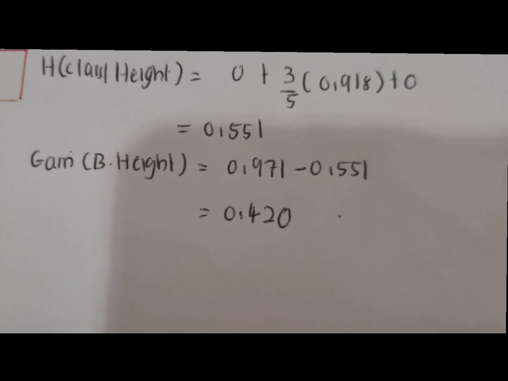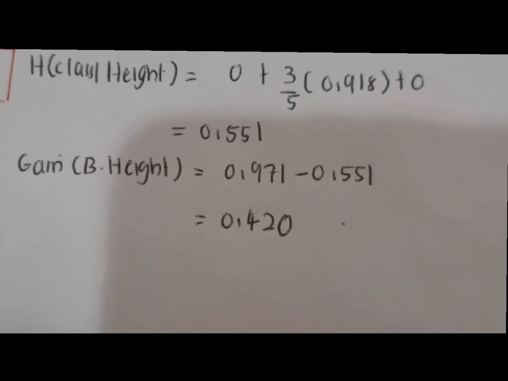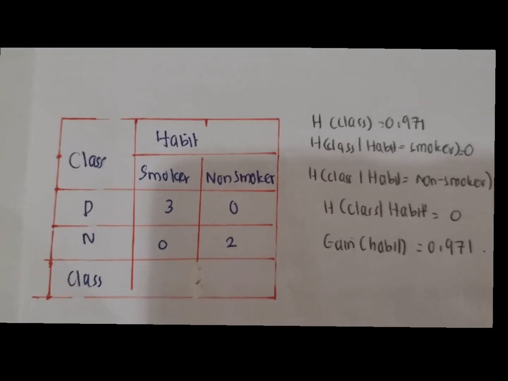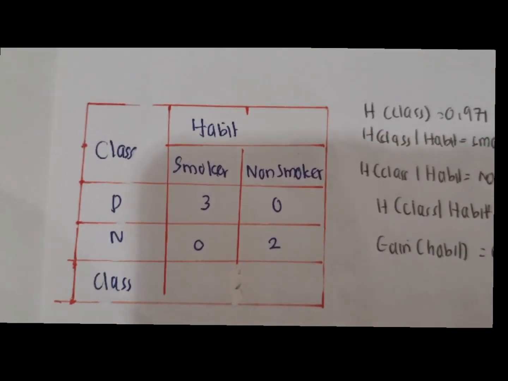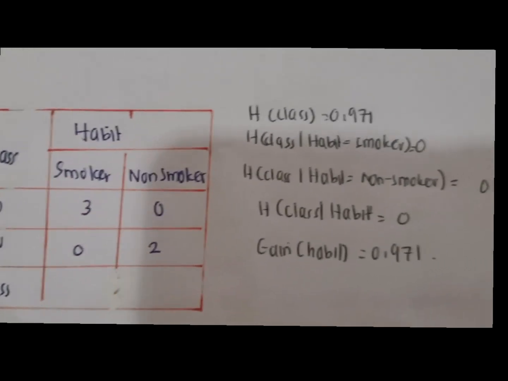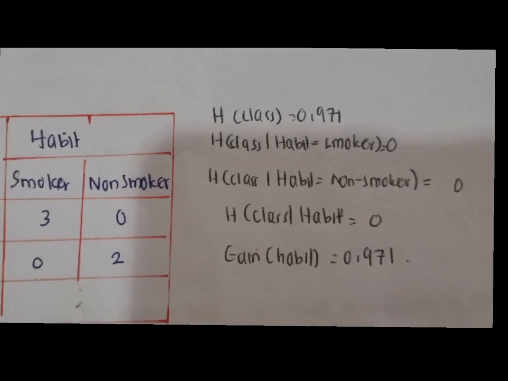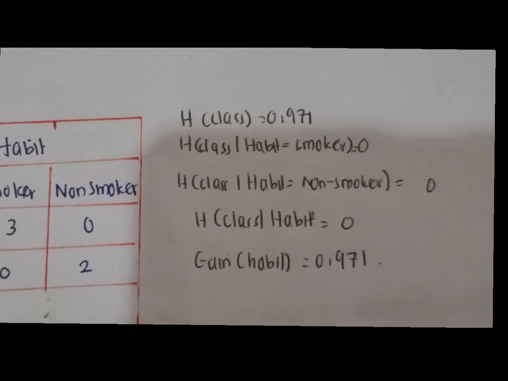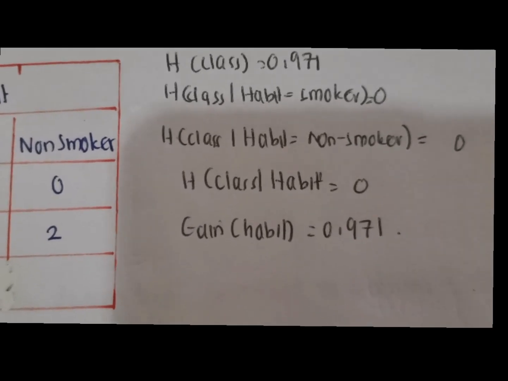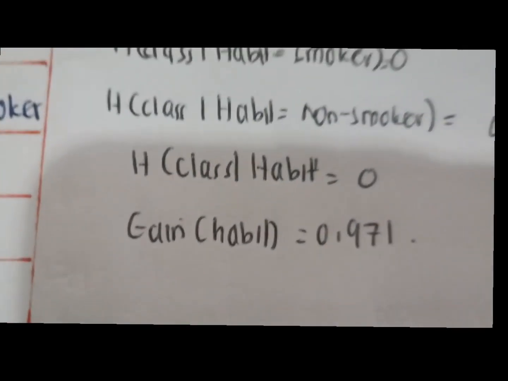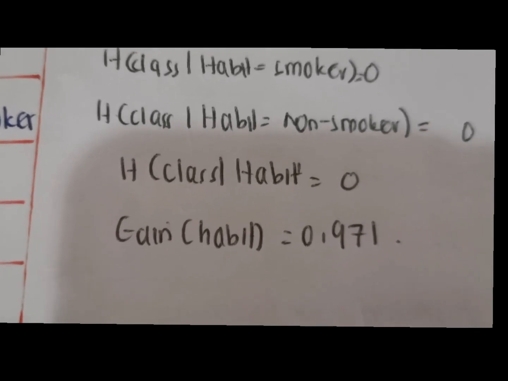Then we can get the gain information for the body height, which is equal to 0.971 minus 0.551 equal to 0.420. And after that, we can find the gain information for the habit. So this is the table, and this is the information that has been put into the formula, which is H class equal to 0.971, H class of habit smoker equal to 0, H class of habit non-smoker equal to 0, and total H class of habit is equal to 0. Then we get the gain information for habit is equal to 0.971.